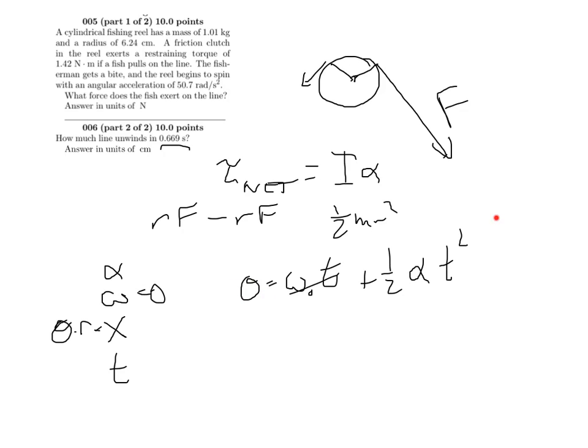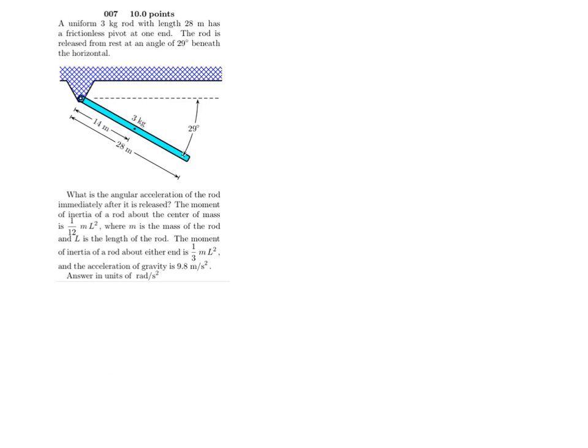So one way or another you're using this, but the key to this problem is knowing that there are two torques acting in opposite directions, one clockwise, one counterclockwise, and it's the difference between them that's causing the cylinder to rotate. Question 7. Question 7 is pretty straightforward. I thought this was actually an earlier question.